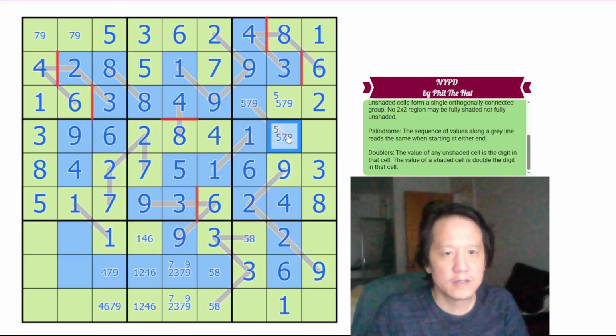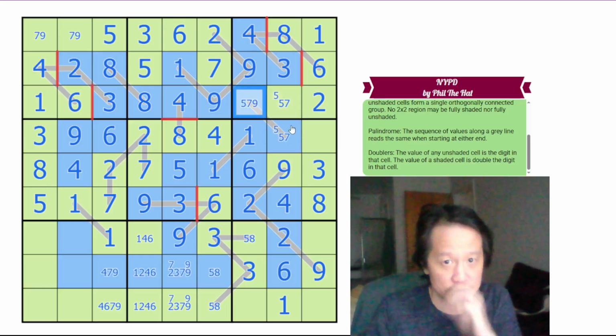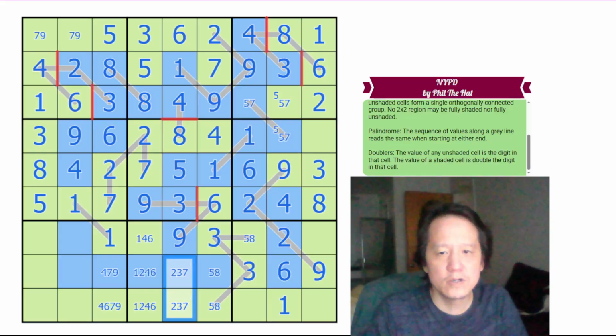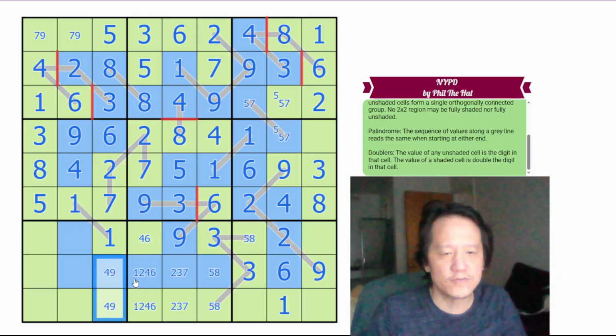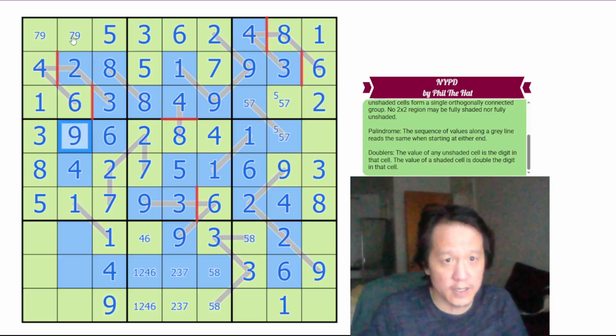Okay. That means this can't be 9. This is 5 or 7. This can't be 9. It's 5 or 7. Okay, this cannot be 9 anymore. This can't be 1. This can't be 7 or 6. It's a 4-9 pair here. 9 eliminates 9 here. So this must be 4, which makes this 9. This 9 eliminates 9 here, so it's 7 and 9.